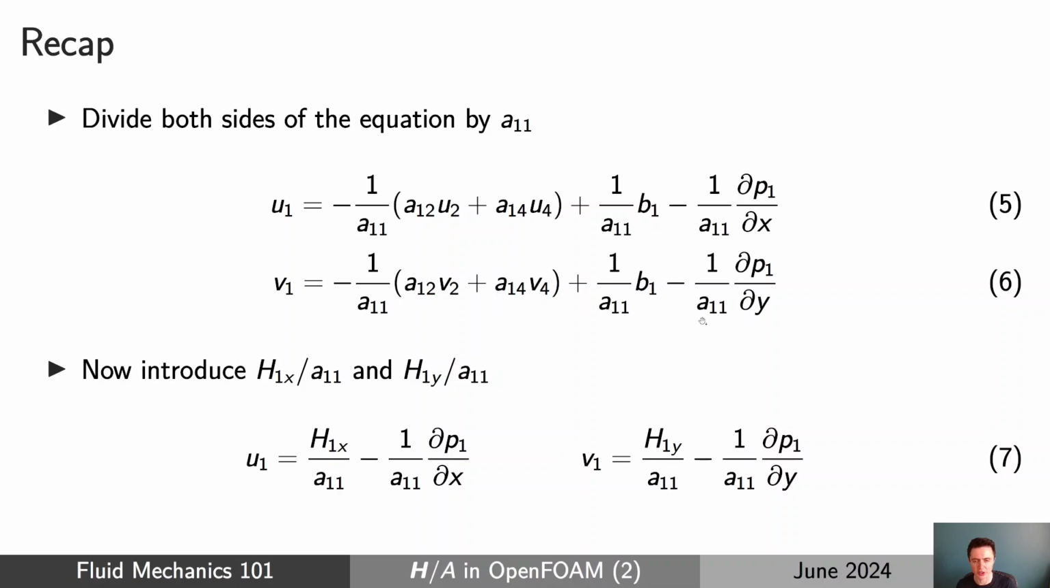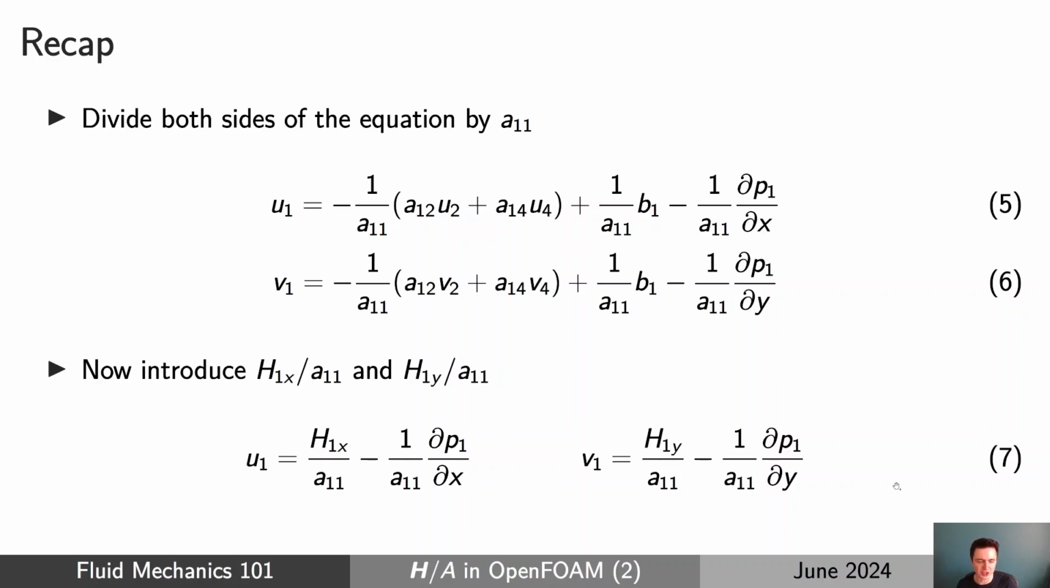And rearranging the equations in this form allows us to introduce the terms h1x and h1y, and you'll remember from the previous talk that HbyA is used to identify all of the terms on the right hand side and collect them together that don't include the pressure gradient. So all of these off diagonal matrix terms and the source term, we collect all of those together into these h1x and h1y terms there. And we went through in the previous talk in a bit more detail what this term physically represents.